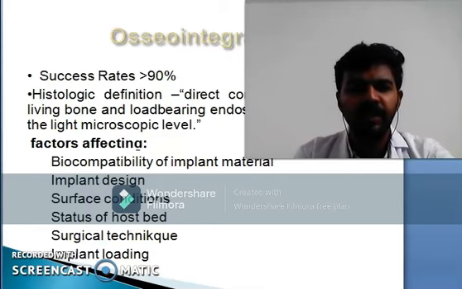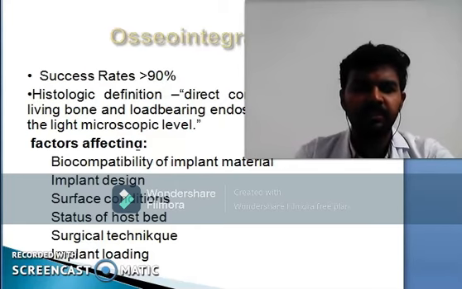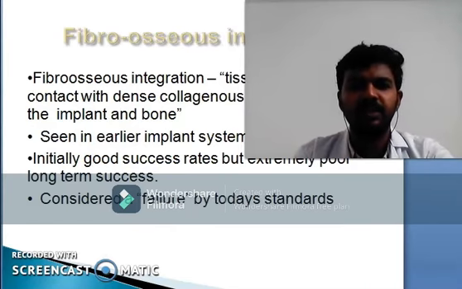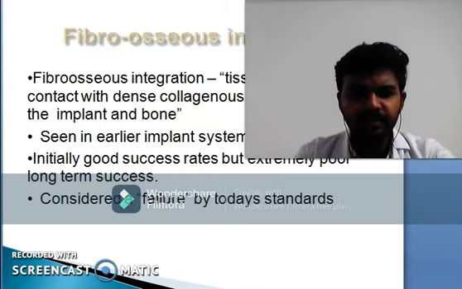Factors affecting osseointegration are biocompatibility of implant material, implant design, surface condition, status of host bed, surgical technique, and implant loading. Fibro-osseous integration: the tissue to implant contact with dense collagenous tissue between the implant and the bone, seen in earlier implant systems. Initially good success rate but extremely poor long-term success, fibro-osseous integration is considered a failure by today's standards.